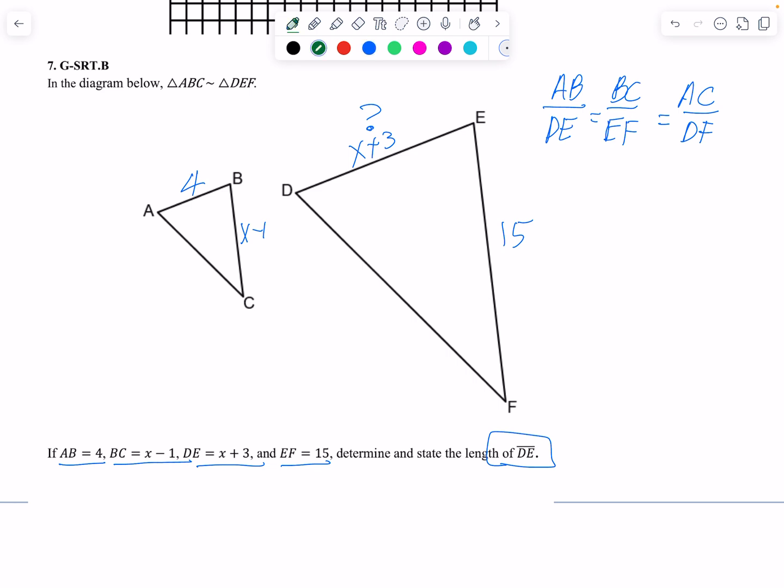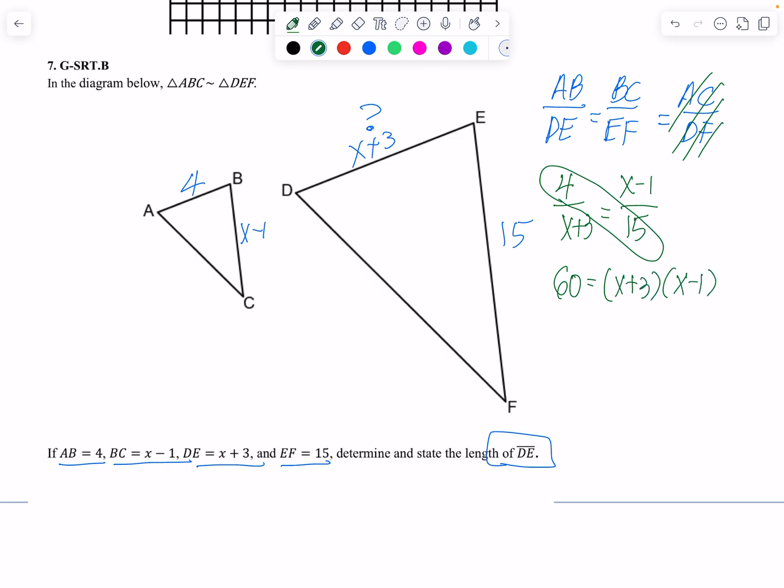Now what we're going to do is plug in any values that we have into the proportion. So AB is 4, DE is x plus 3, BC is x minus 1, and EF is 15. So it ends up that we don't need this fraction, and that's fine. So we do 4 times 15, which is 60. And then you multiply x plus 3 times x minus 1.